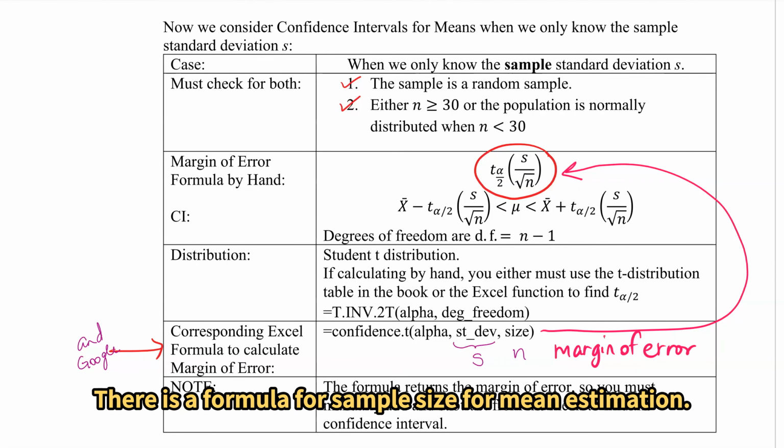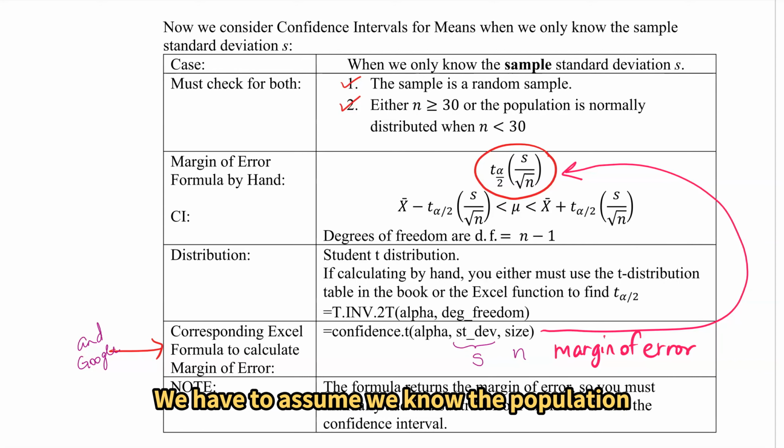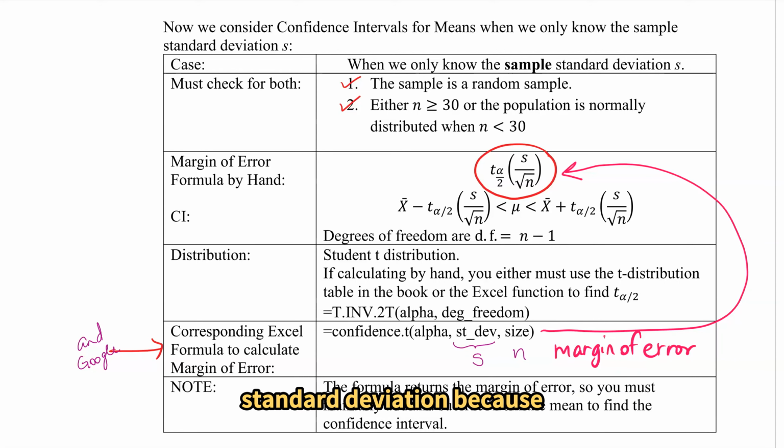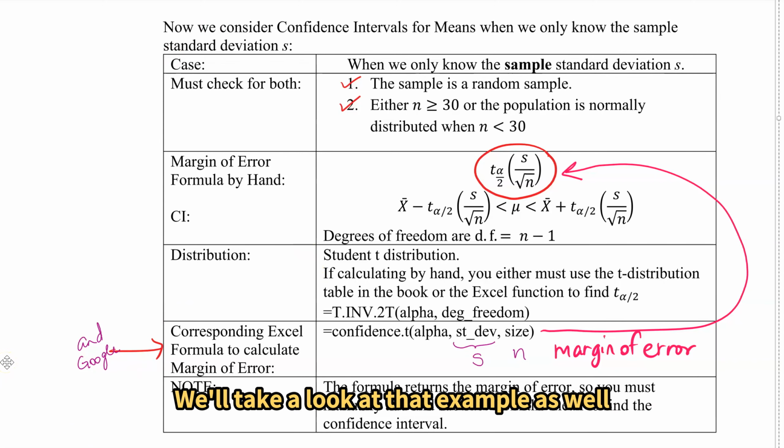There is a formula for sample size for mean estimation. We have to assume we know the population standard deviation because of the increased variability with the t distribution. We'll take a look at that example as well in another lesson.